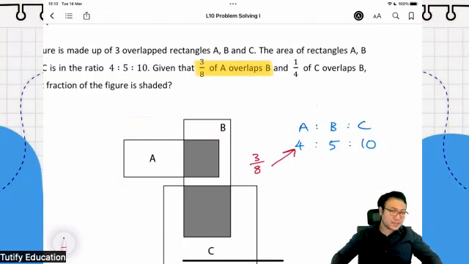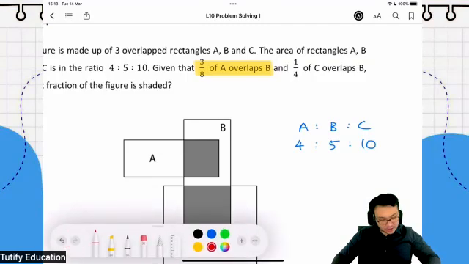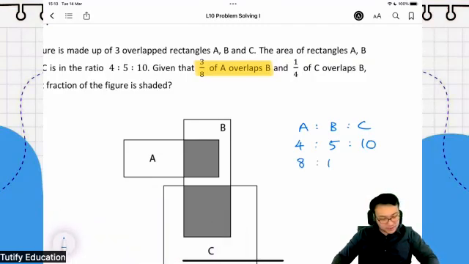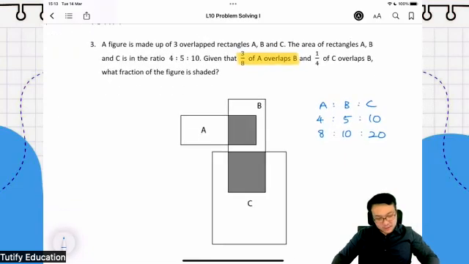What can I do to make my life easier? Can I change the number of units that A has? From 4 units, I can change to how many units? 8. Very good. Change it to 8 units. You times 2 for everything. Then there will be 8 units here already. Well done. Once you know that there's 8 units here, 3 out of 8 of 8 units.